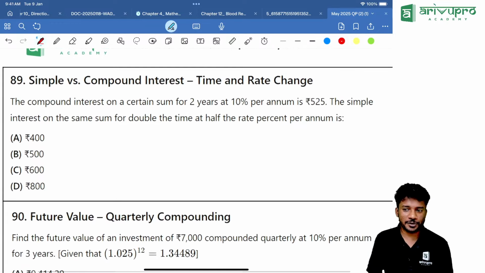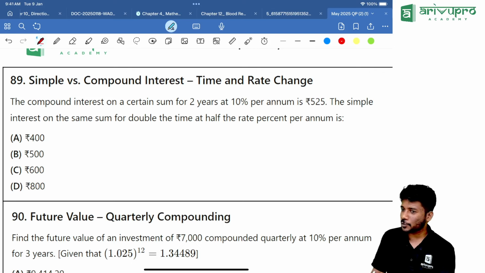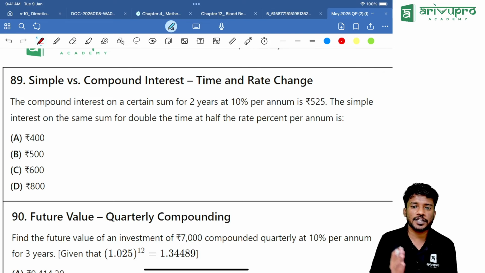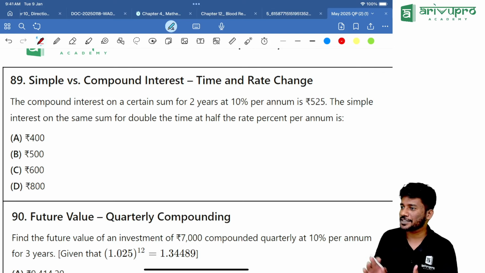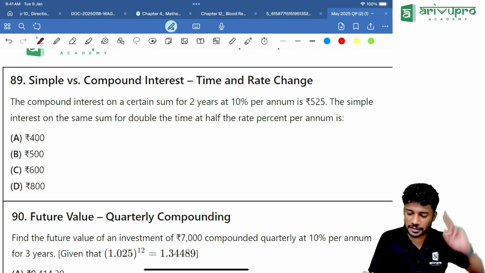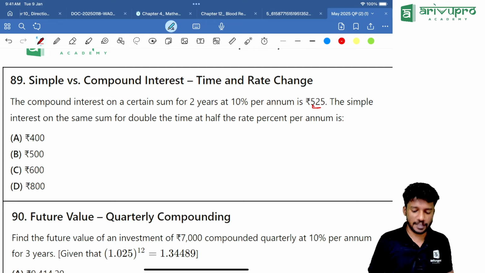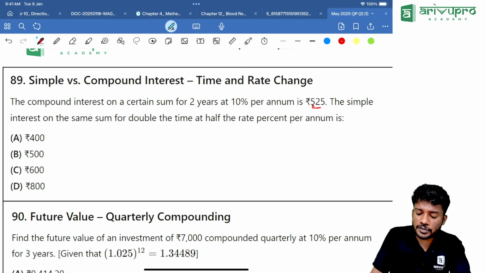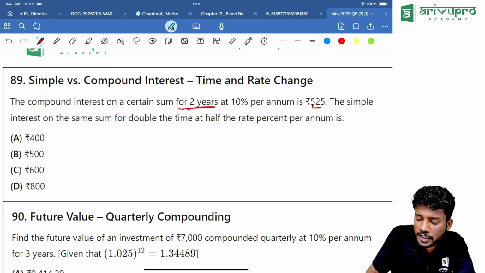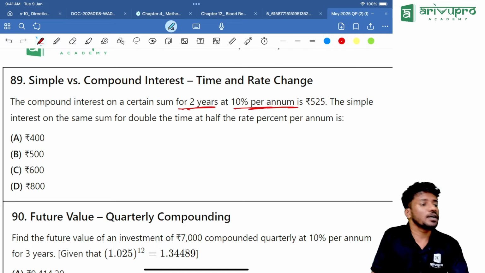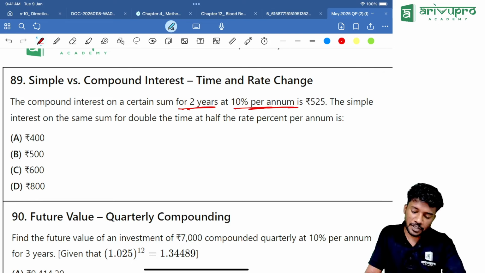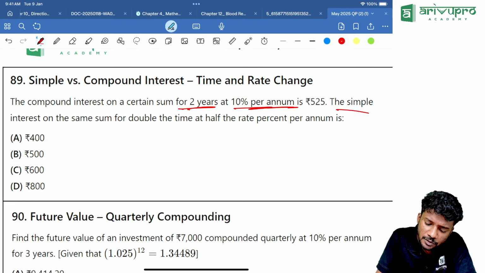Same type of question. I told you, right? In the January attempt the same question was there, but the values changed. Suresh became Ramesh, Ramesh became Suresh, 1 became 2. There 246 became 525 over here. The compound interest on a certain sum for 2 years at 10% per annum is 525. Now, the simple interest on the same sum.